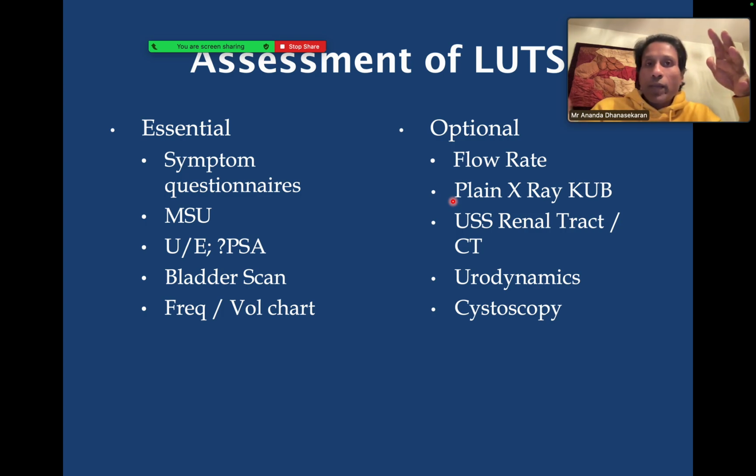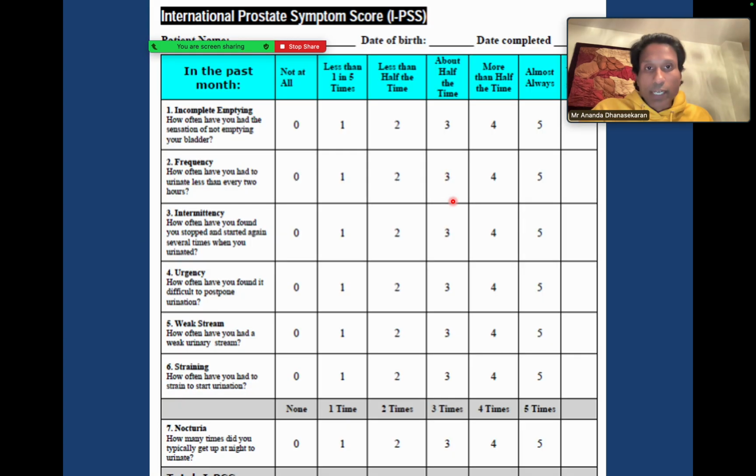Optionally, or maybe in the second clinic visit, patients will get additional tools like flow rate. Flow rate means the patient will pass urine and we'll measure how good the urine stream is. We can do plain x-rays, we can do ultrasound, CT scans, urodynamics, and cystoscope. I'm going through each and every one in the next few slides.